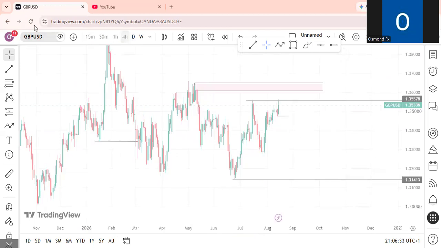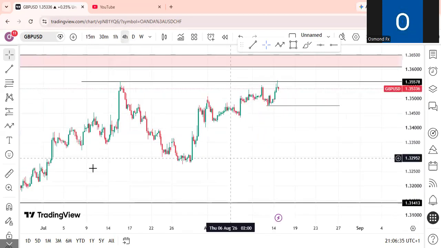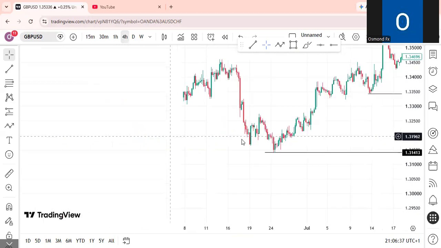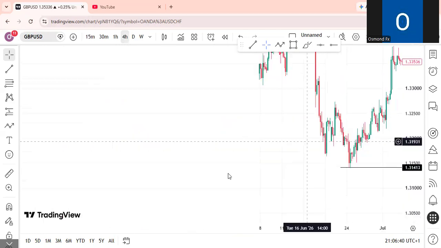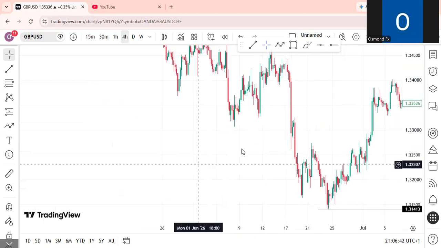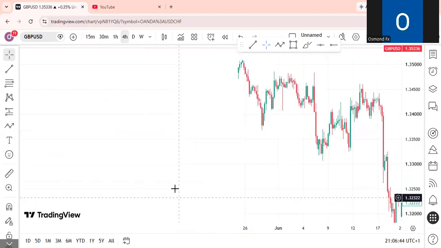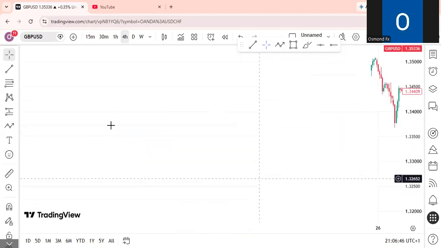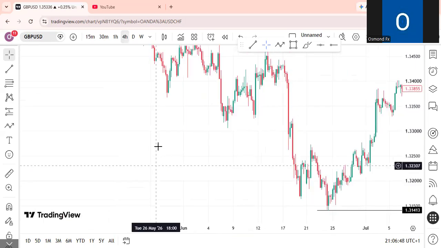Then going to the daily time frame, we will see that this is a very good break of structure. This network is really poor. My chart is not loading fast.